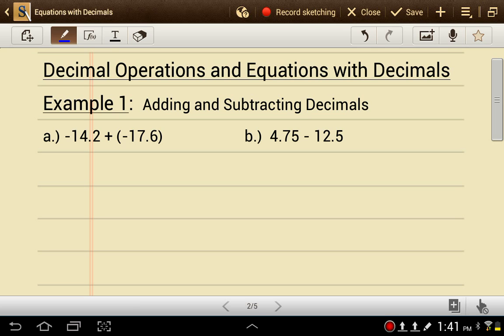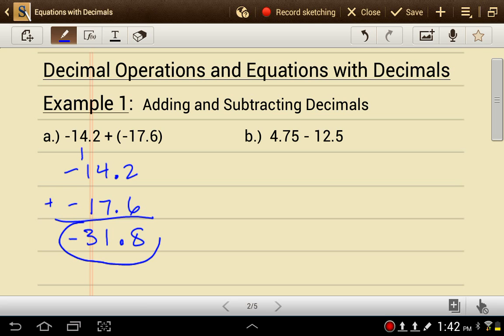So in example A here, I'm going to have negative 14 and 2/10 plus, and then I'm going to have a negative 17.6. Now since they are the same sign, they're both negatives, I'm actually going to add them together. So because I add them together, 2 plus 6 is 8, decimal point moves straight down, 4 plus 7 is 11, put the 1, carry the 1. 1 plus 1 is 3. And since they're both negative, your answer is negative.